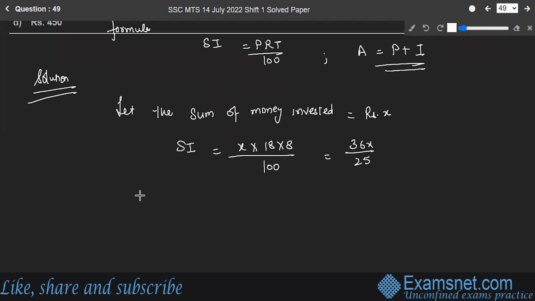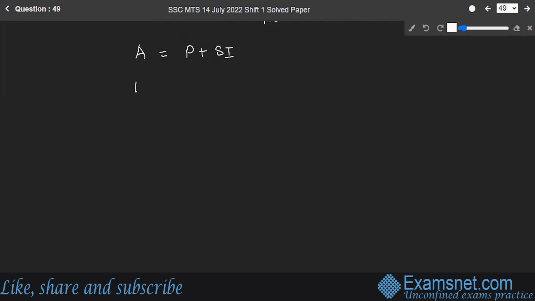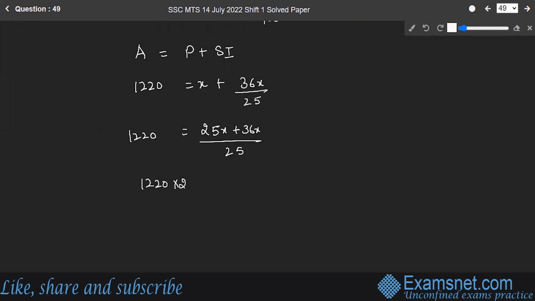Right, this is a simple interest. And you know the formula for amount, that's principal plus simple interest. Amount is equal to 1220, principal is x, and simple interest is 36x upon 25. So this will give you x plus 36x upon 25, which is equal to 1220. So 1220 multiplied by 25 is equal to 61x, right?